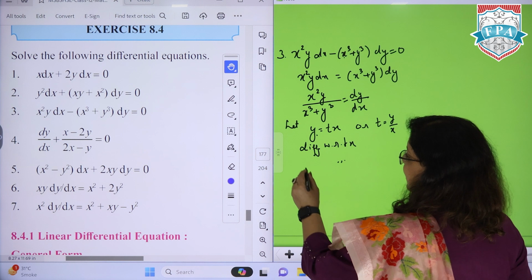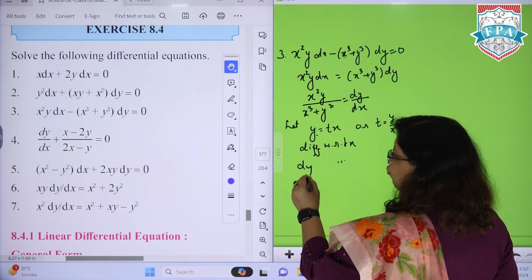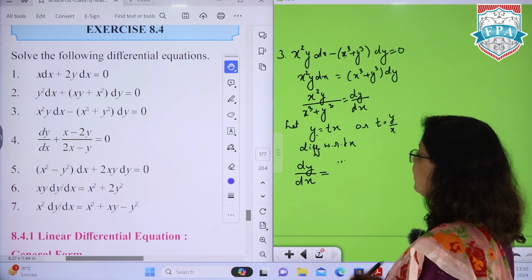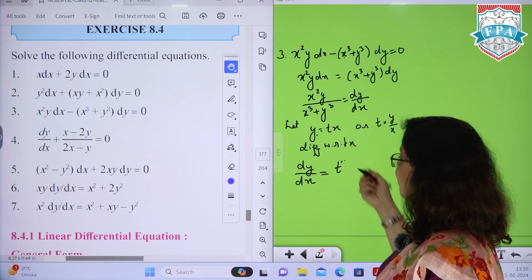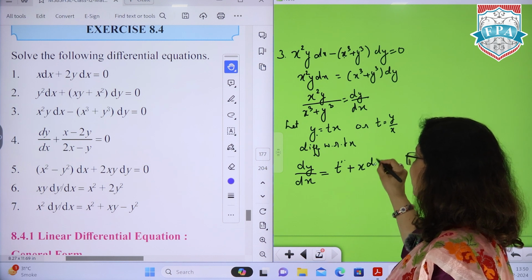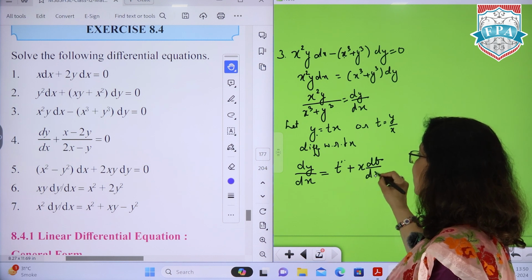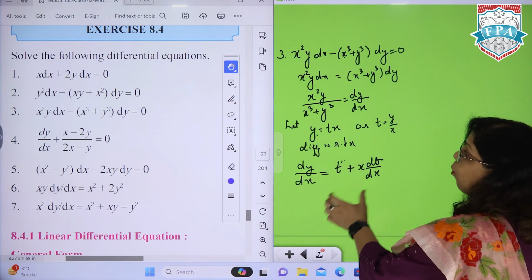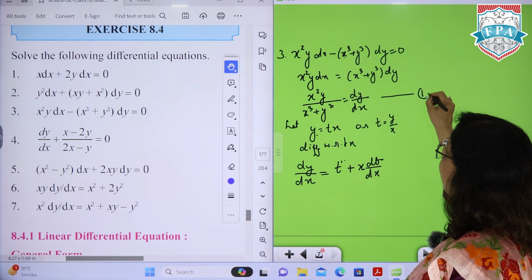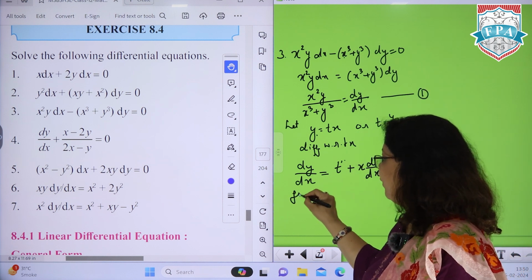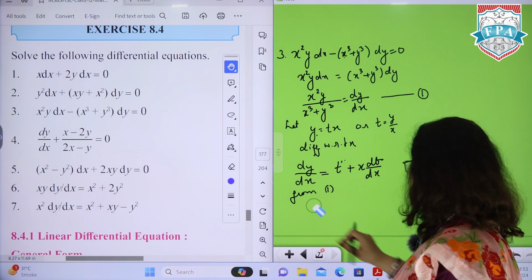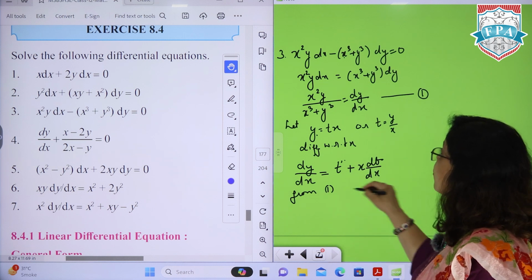dy by dx is equal to, क्योंकि यहाँ पे uv formula apply होगा. So dy by dx is t, dx by dx is 1 plus x dt by dx. So once you come to this stage, this whole thing will be replaced over here. So let's mark this one. So then we'll say from 1, what do we get? Instead of dy by dx, let's put this whole thing.